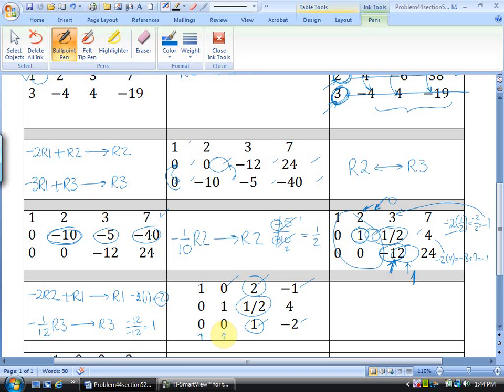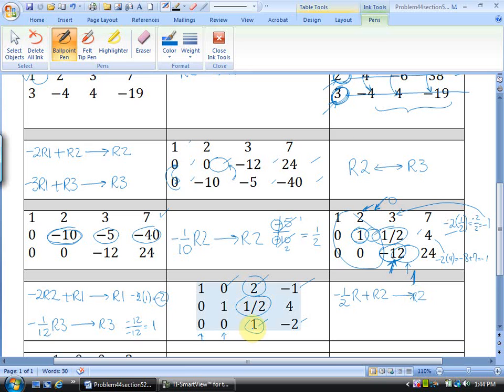Well, from 1 to minus half, I am going to multiply by minus half. So I say minus half row 3. When I add it to row 2 and I put it into row 2, a 0 is going to pop up where the half is.